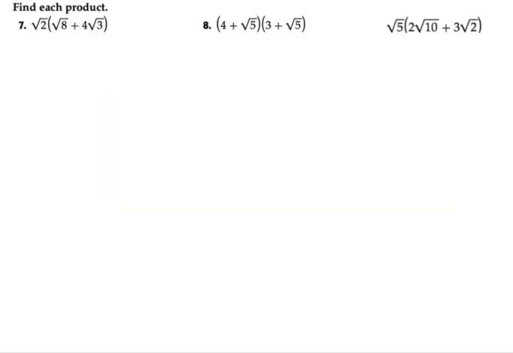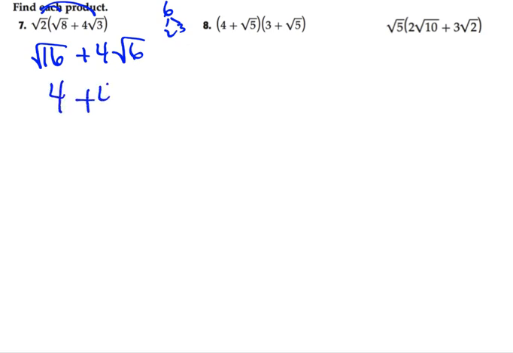More examples. Start by distributing. The square root of 2 times the square root of 8 is the square root of 2 times 8, 16. The square root of 2 times 4 square roots of 3 is 4 square roots of 6. Now 6 is just 2 and 3, so there's no pairs. The square root of 16 is exactly 4, so we are actually done with that one. And we get 4 plus 4 square roots of 6.